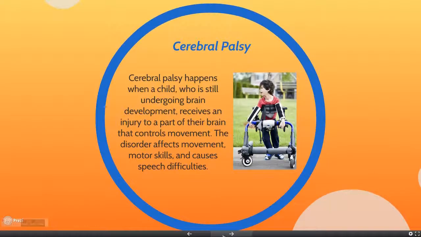Cerebral palsy is caused by an injury to a section of the brain that controls movement when a child is still undergoing brain development. The disorder affects motor skills, the child's ability to speak, and body movement.